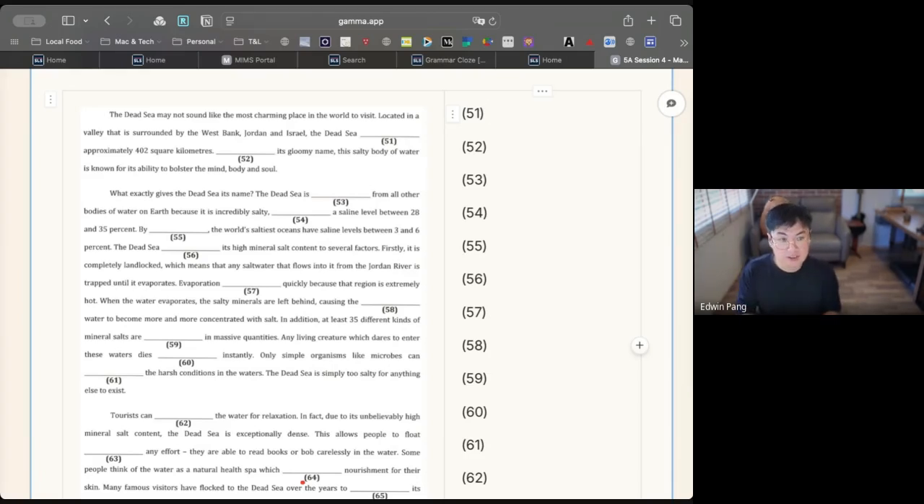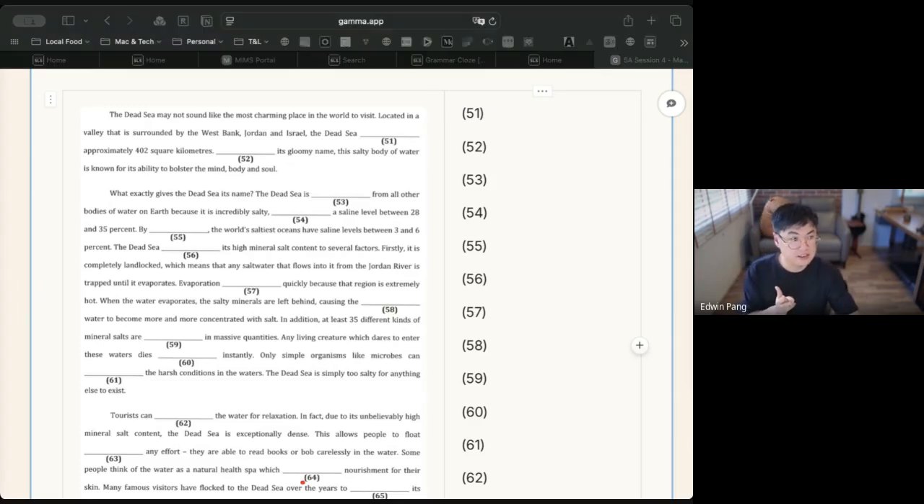So very important, one, this is a non-fiction text. Two, this is about the Dead Sea. And three, it's present tense, because it's talking about facts. It's talking about real things that really exist in the world today. So that's a very good observation.